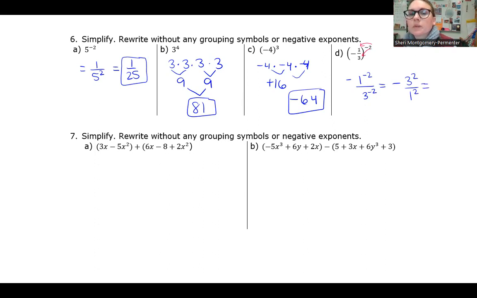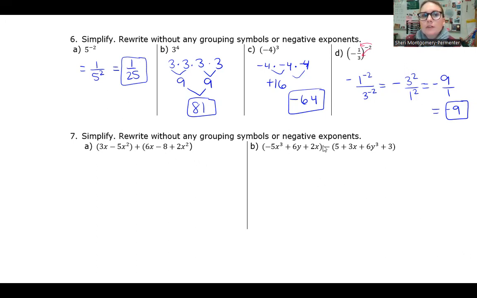And now I can evaluate them. What is 3 times 3? 9. And what's 1 times 1? 1. It's the same thing as just -9. Because I have a negative exponent here, so I need to rewrite the 1 on the bottom. I have a negative exponent, so I need to rewrite it in the top. So anytime you have an entire fraction that's raised to a negative exponent, one thing you can do is just flip it. You just apply the reciprocal.